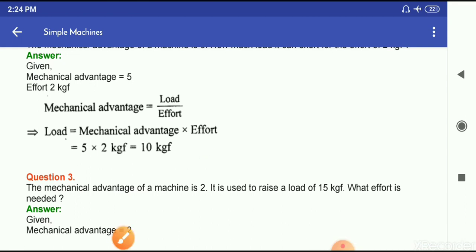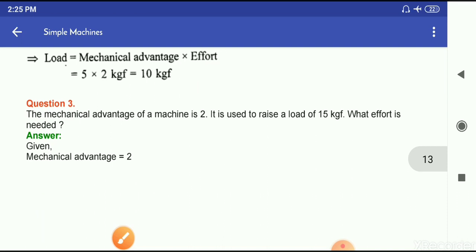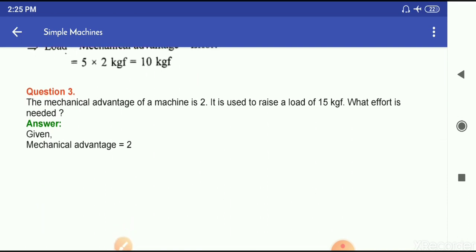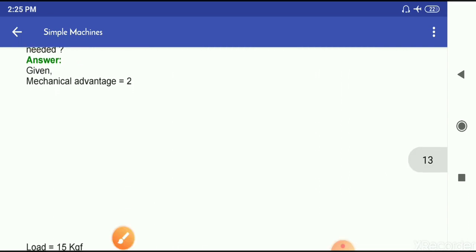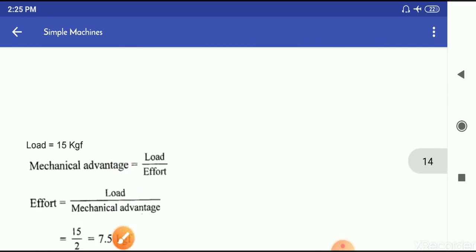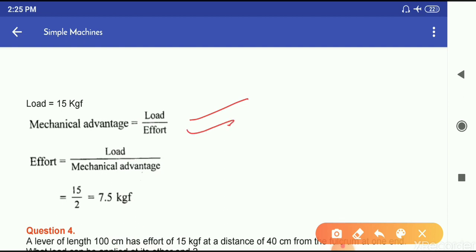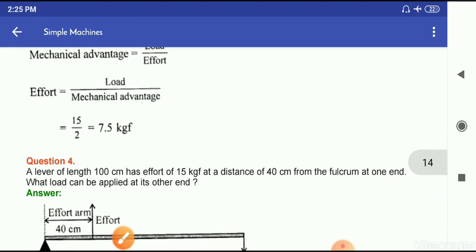Okay, now the third question. Mechanical advantage of a machine is 2 and it is used to raise a load of 15 kgf. What effort is needed? The mechanical advantage given here is 2 and load given is 15 kgf, and the formula for mechanical advantage is load upon effort. So from here we can find the formula for effort. By cross multiplying, effort is equal to load upon mechanical advantage, and load is 15 kgf and mechanical advantage is 2, therefore the effort is 7.5 kgf.